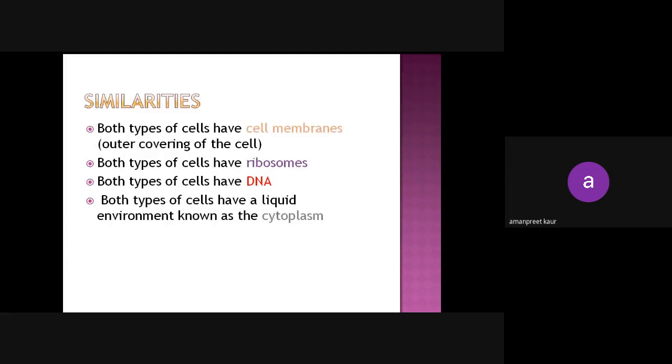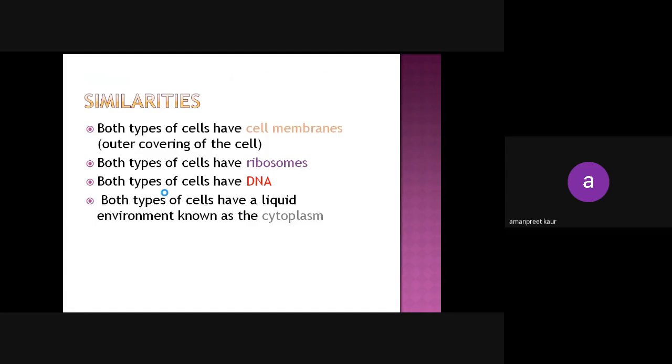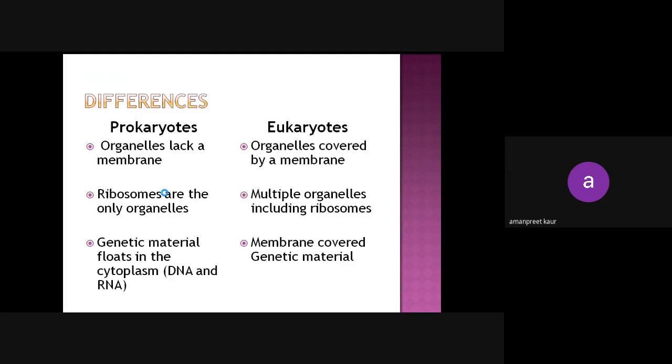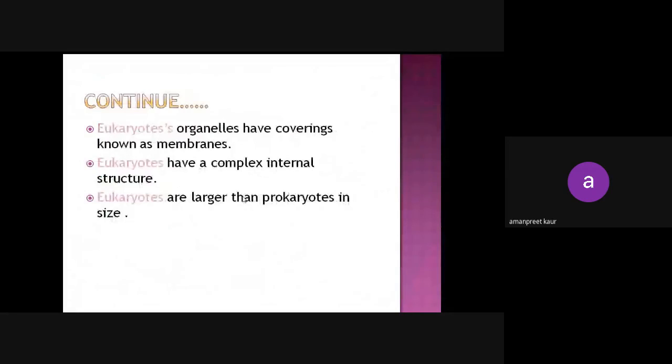So here are the similarities. Both contain a cell membrane, ribosomes, DNA, and a liquid fluid that is called cytoplasm. Prokaryote cells are smaller and simpler, and their cell size is 10 to 100 microns. They are unicellular, single-cell organisms, and they have filament-like flagella present over here. If you see this diagram, you can find the flagella in the prokaryote. The function of this flagella is the movement of the unicellular organism.